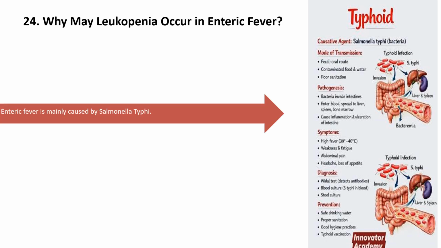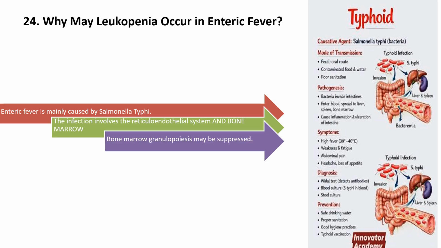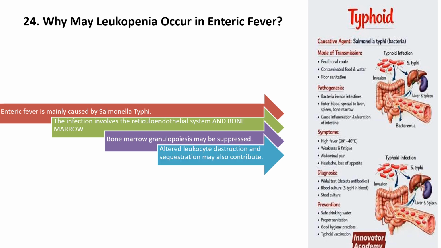So enteric fever is caused by the Salmonella typhi. The infection involves the bone marrow, and granulopoiesis, that is development of WBC, is suppressed, and that leads to a decrease in the WBC count or leukopenia. Also there is leukocyte destruction, another contributing factor.